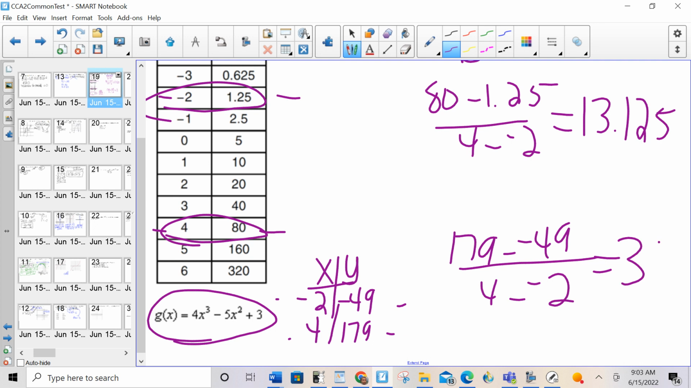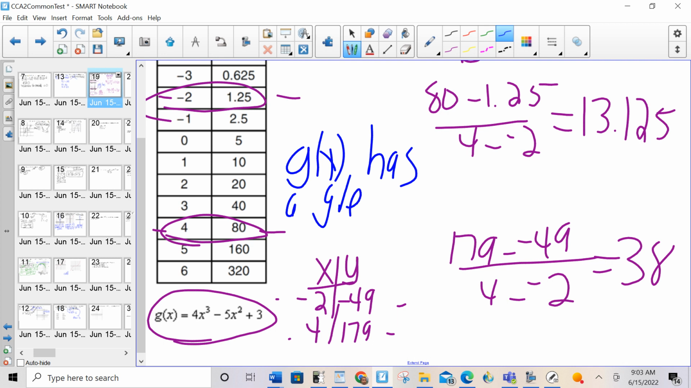Which one has the higher average rate of change? Well, if you don't know if 38 or 13.125 is bigger, that's not good. g of x has a greater average rate of change.